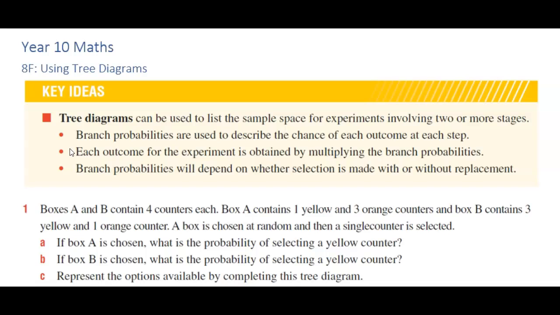Branch probabilities are used to describe the chance of each outcome at each step. Each outcome for the experiment is obtained by multiplying the branch probabilities. We'll have a look at this in a sec. And branch probabilities will depend on whether selection is made with or without replacement. So with replacement is different to without replacement.